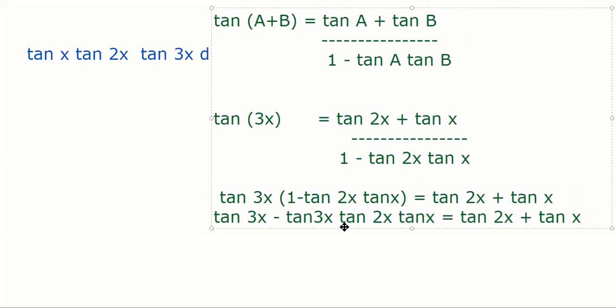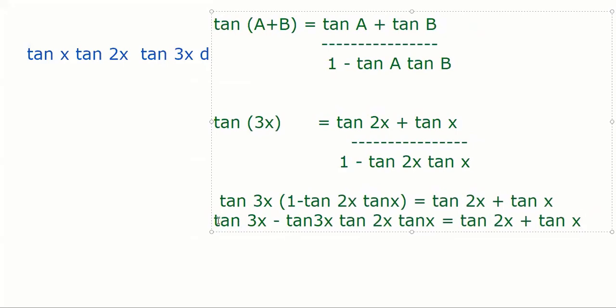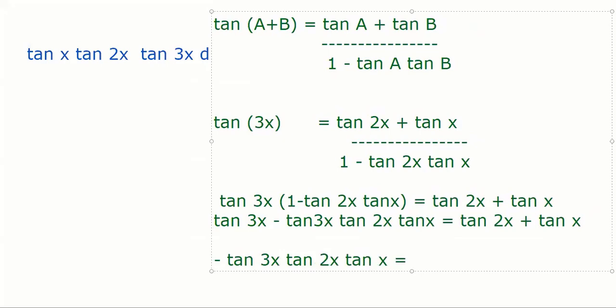Okay. So why am I doing this? Because now what I'll do is I'll take this tan x to the right side. क्या रह गया? Minus of tan 3x, tan 2x, tan x equal to tan of 2x plus tan of x minus tan of 3x.